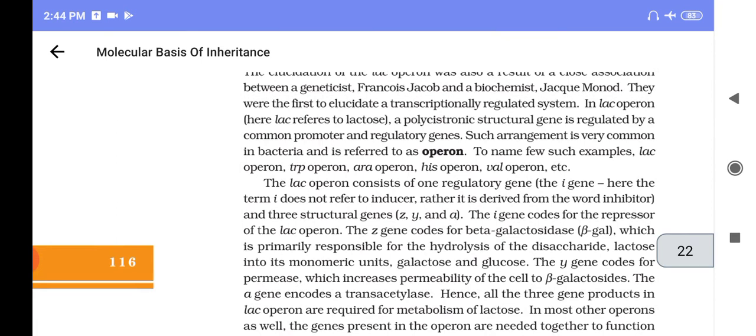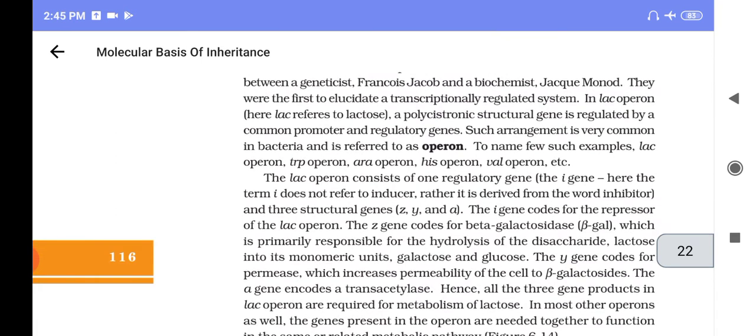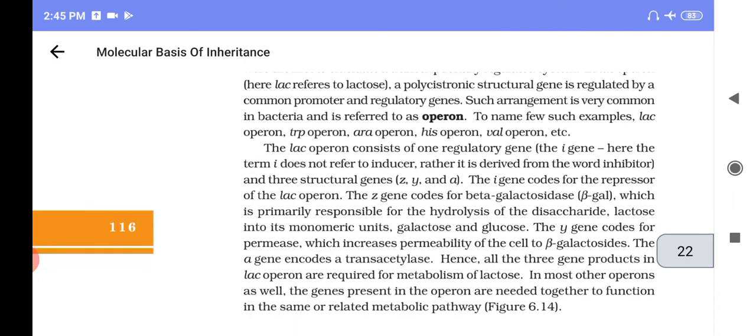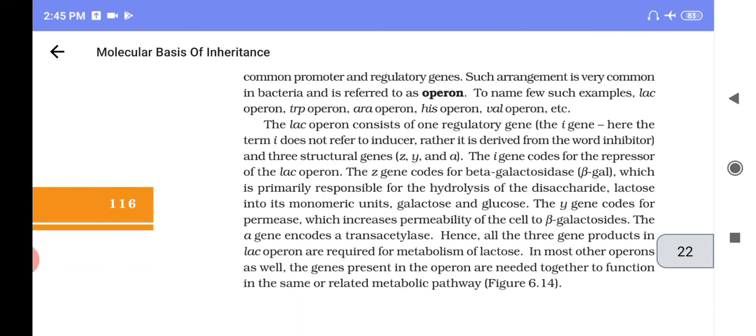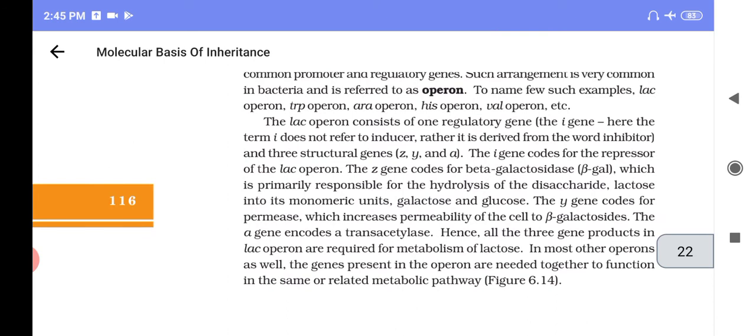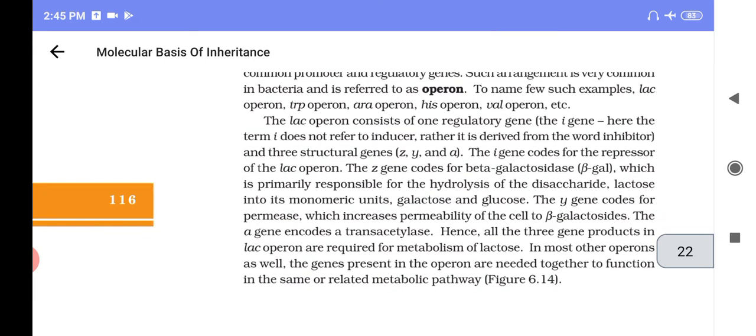The lac operon consists of one regulatory gene, the i gene. Here the term i does not refer to the inducer, rather it is derived from the word inhibitor. And three structural genes: z, y, and a. The i gene codes for the repressor of the lac operon. The z gene codes for beta-galactosidase, which is primarily responsible for the hydrolysis of the disaccharide lactose into its monomeric units, galactose and glucose. The y gene codes for permease, which increases permeability of the cell to beta-galactosides, and the a gene encodes a transacetylase.